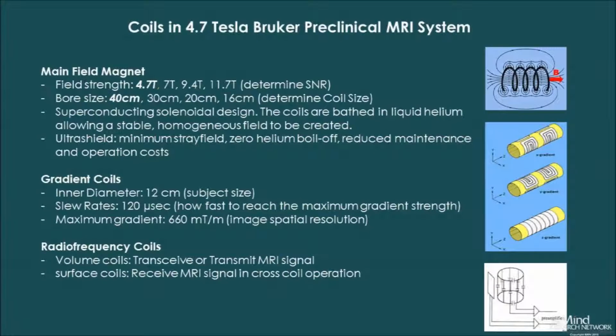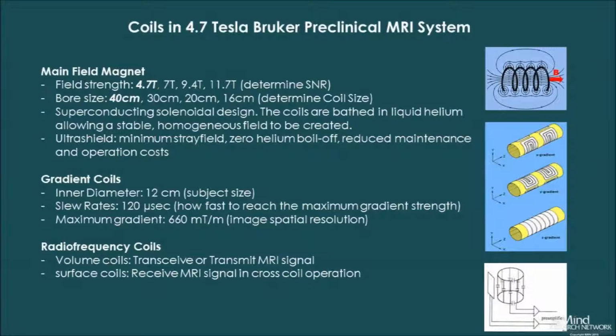Coils in the MRI system. Basically, there are three kinds of coils. The first is the coils that form the main field magnet. So usually when we talk about MRI, we always hear, for example, 1.5 Tesla MRI, 3 Tesla MRI, 4.7 Tesla MRI. These field strengths actually determine the signal-to-noise ratio of the image we acquire.